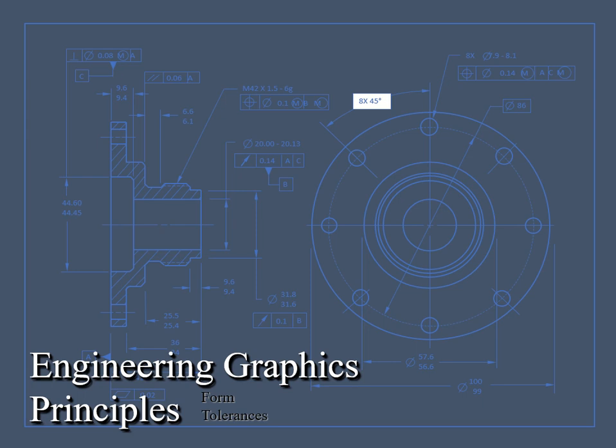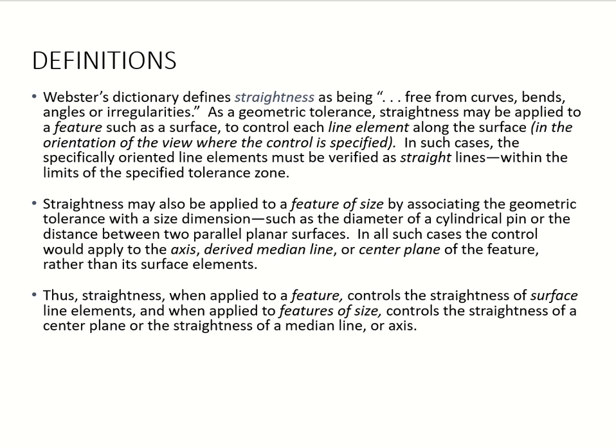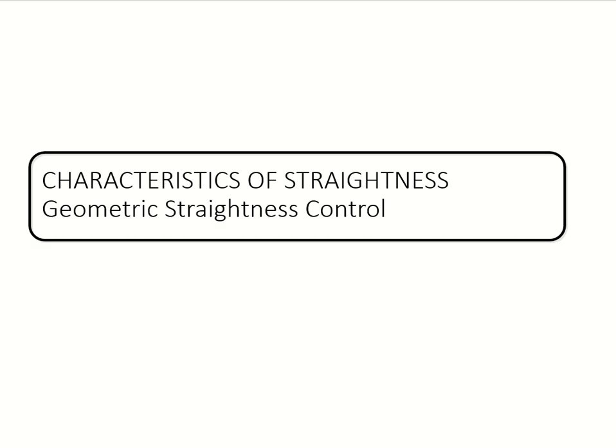So today we're going to get into form tolerances, and here are our objectives. We'll of course cover straightness, flatness, circularity, and cylindricity in this chapter, which is your unit 6. So the first thing we're going to get into is your geometric straightness control.